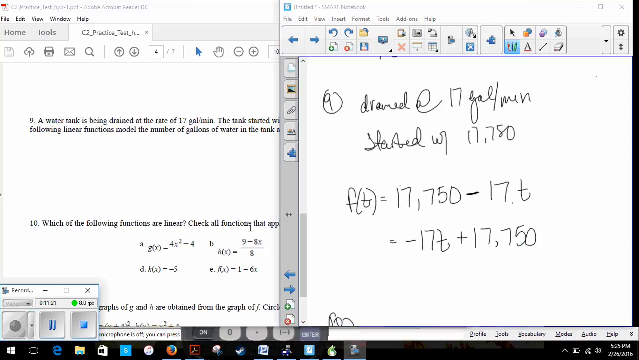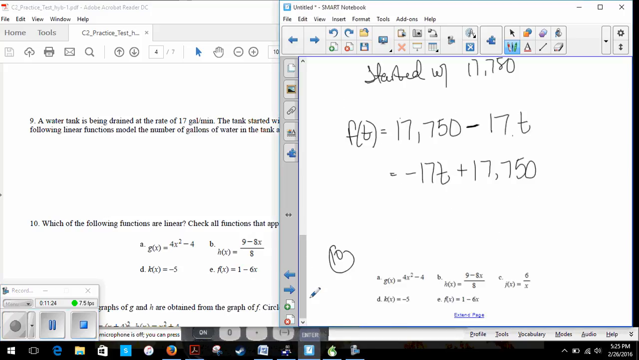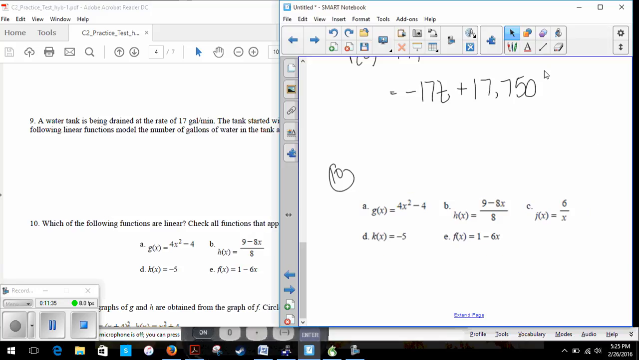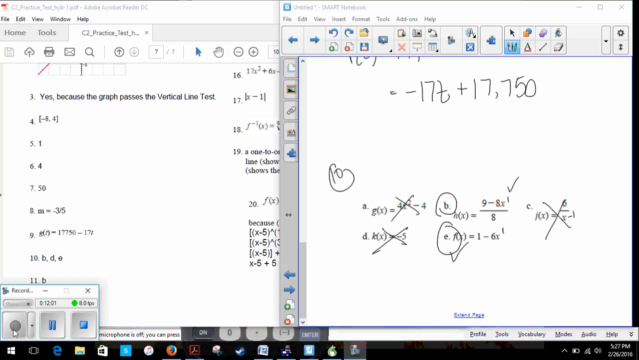Number 10, which of the following functions are linear? A linear function is a function that has x to the first power, and that's the highest. And so you can see here we have an x squared, not linear. Here we have no x, not linear. Here I have x to the first power, so it's okay. And I have x to the first power here, so it's okay. This is actually x to the -1, so that one is not okay. So b and e are our linear functions.